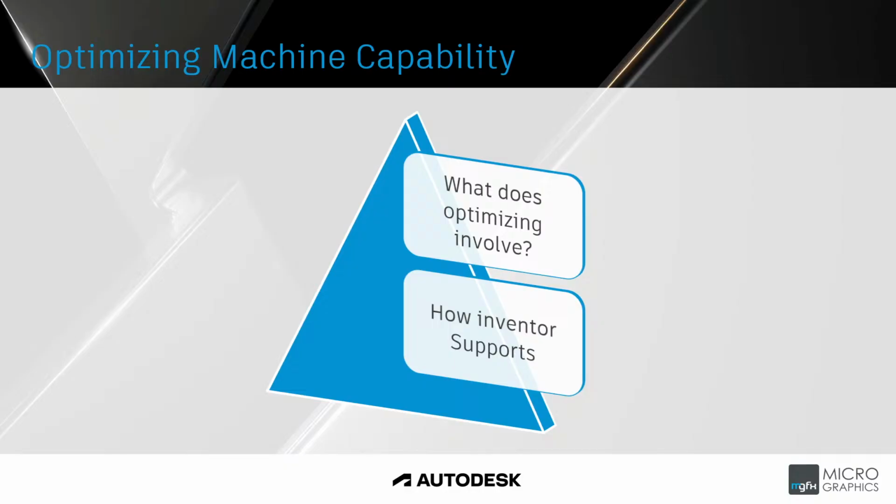machine optimization? Autodesk Inventor plays a critical role in optimization at the design stage by enabling engineers to simulate, validate, and refine mechanical systems before anything is built.